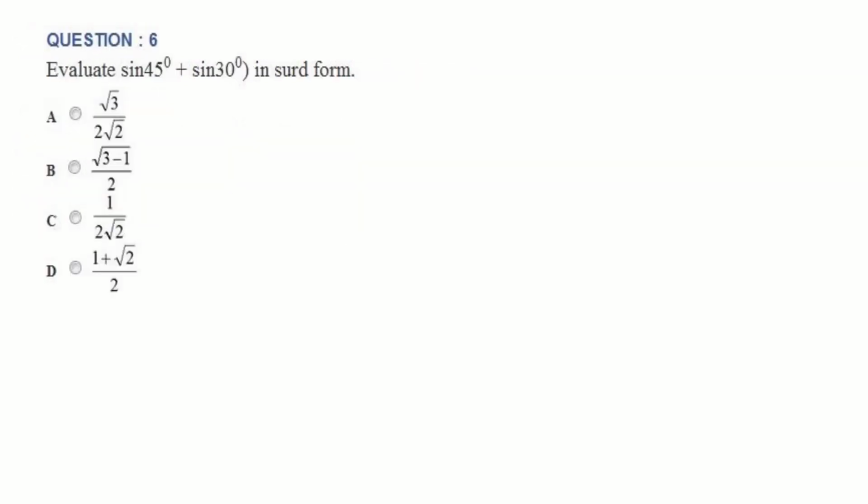This is a question on trigonometry. We have to evaluate sine 45 plus sine 30. In preparing for JAMB, these are things that you can know offhand, sine 45 and sine 30. But what if you don't know this offhand? How can you go about solving this question? We can draw a triangle here to represent sine 45 and sine 30.